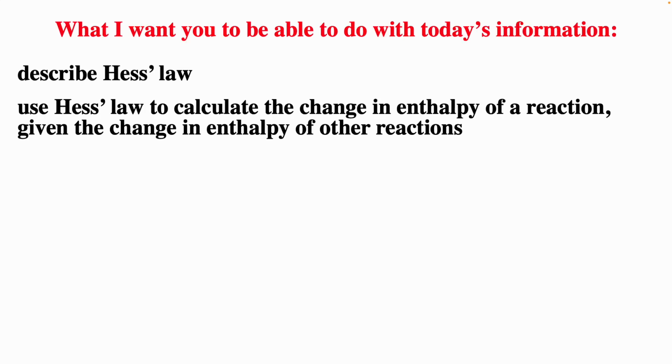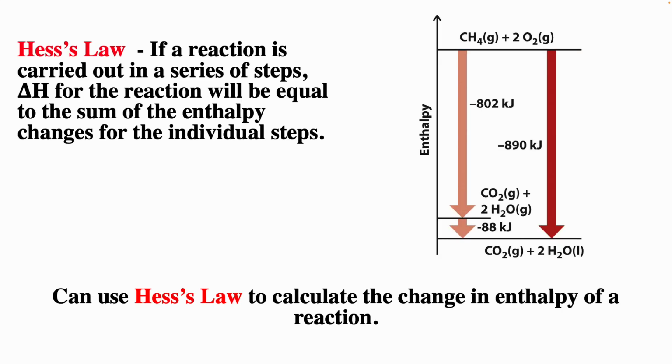And so after this video, you should be able to describe Hess's law, what it means. You should be able to use Hess's law to calculate the change in enthalpy of a reaction, given the change in enthalpy of other reactions. So Hess's law says if a reaction is carried out in a series of steps, the change in enthalpy for the reaction will be equal to the sum of the change in enthalpies for the individual steps.